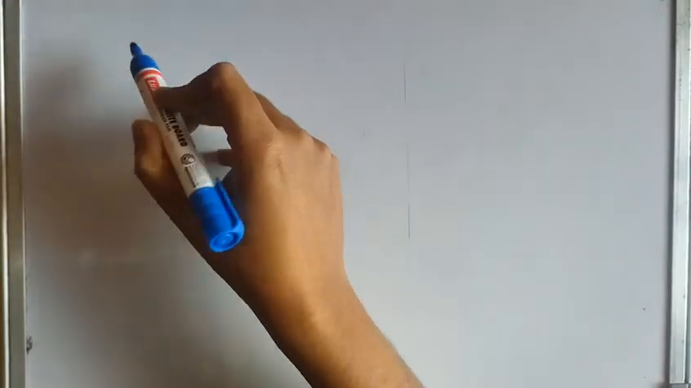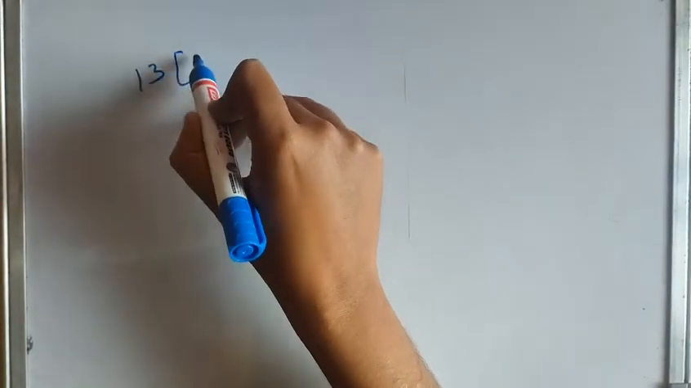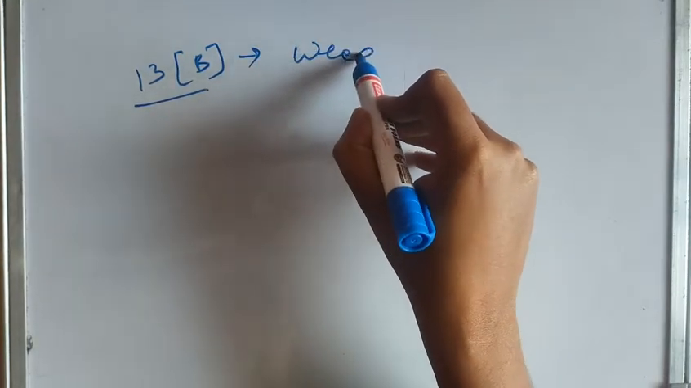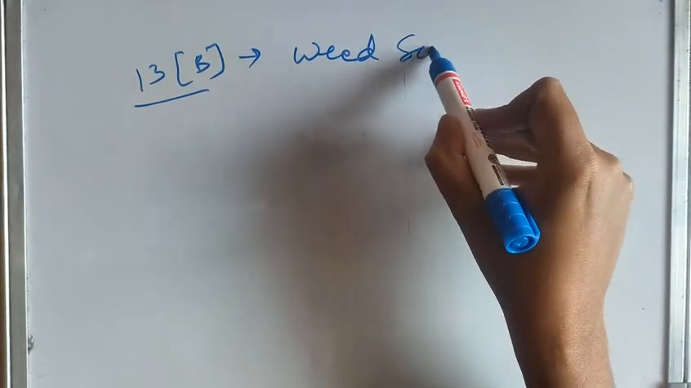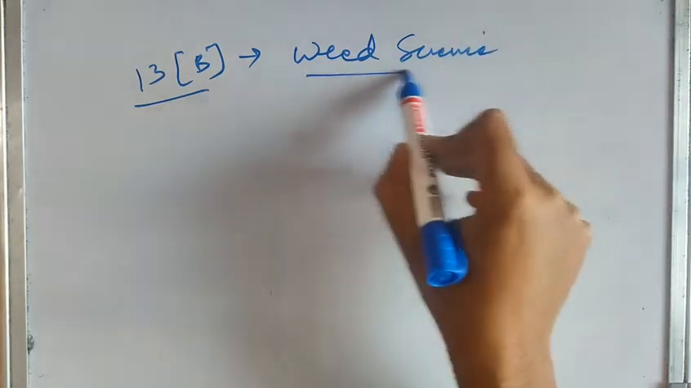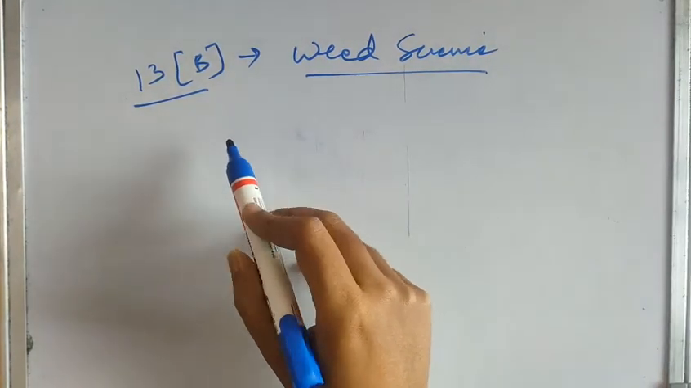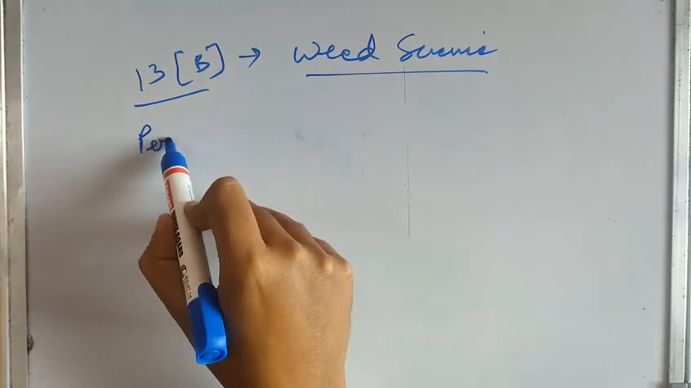So today we are going to discuss topic 13b, that is continuation of weed science. We will continue weed science from previous topics. So today we are going to discuss what is persistence of weed.